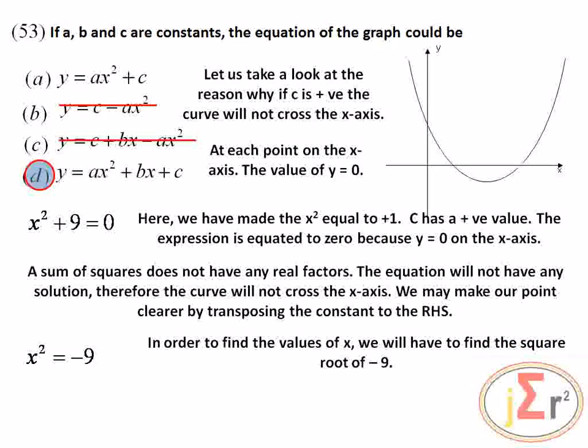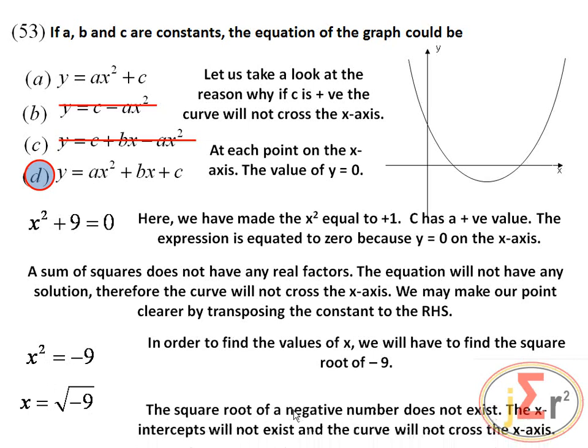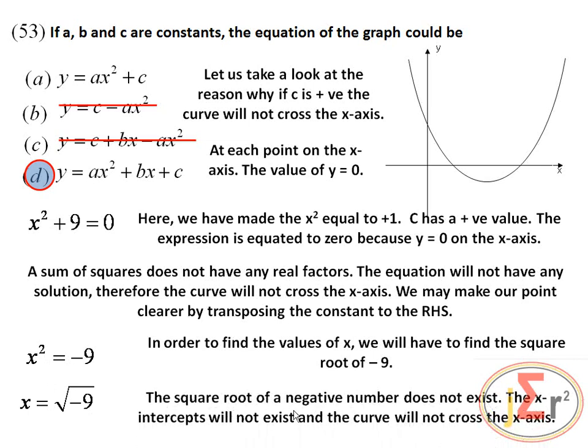In order to find the values of x, we will have to find the square root of negative 9. So x squared is equal to negative 9. X is equal to the square root of negative 9. Check your calculator. Find the square root of a negative 9. Well, you do not imagine that you will have a calculator in a multiple choice examination, but we are taking a look at the principles that we may consider in solving a particular problem.